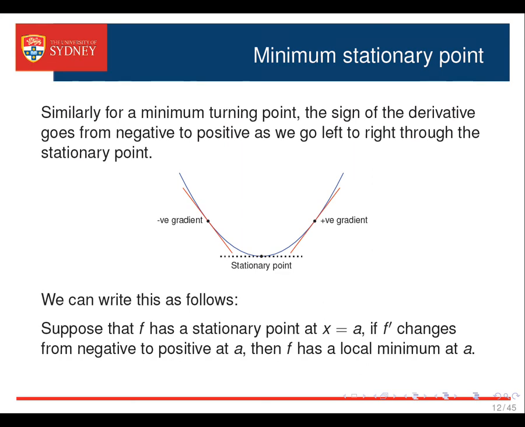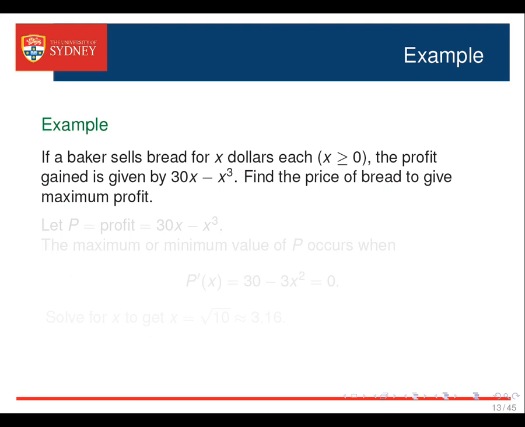So suppose that f has a stationary point at x equals a. If the derivative of f changes from negative to positive at a, then f has a local minimum at a. For example, if a baker sells bread for $x each, the profit gain is given by 30x minus x cubed. We want to find the price of the bread to give the maximum profit. Keep in mind that since x is the cost of the bread, it should be greater than or equal to 0.